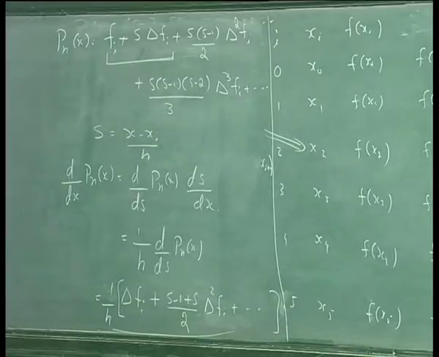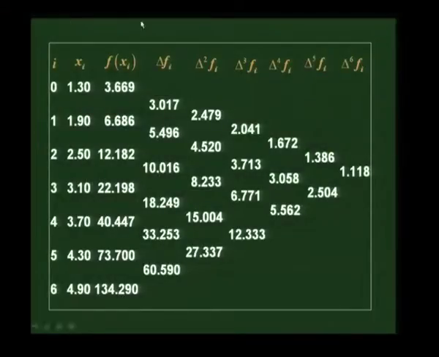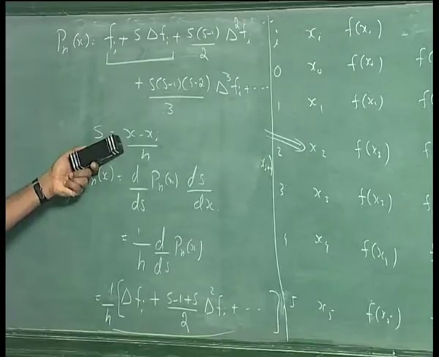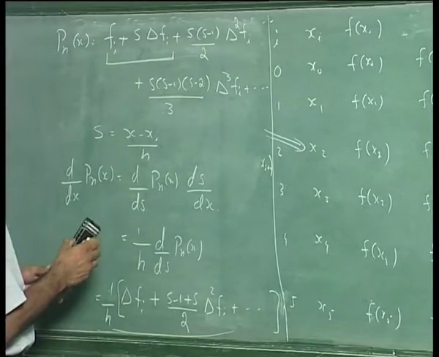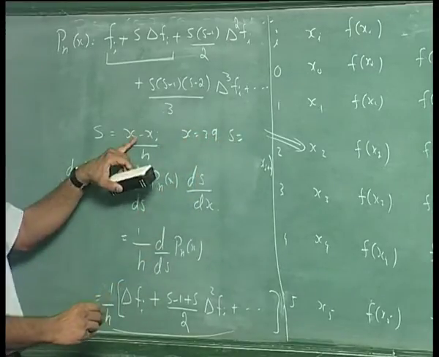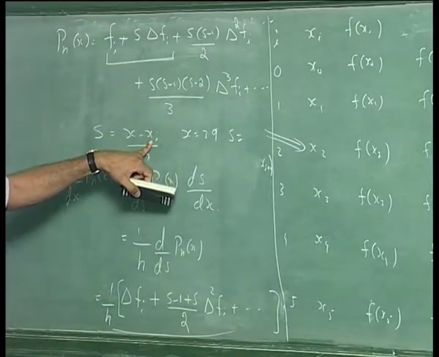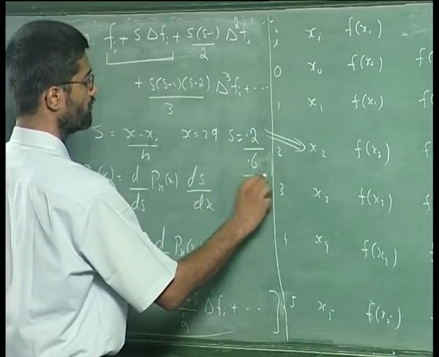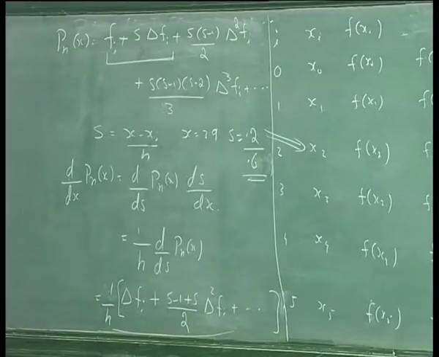So we can enter here and then construct my polynomial. The first term in the polynomial will be 40.447, and the next term would be 33.253. So that is what delta fi into s is. What is s in this case? We want to construct it at 3.9. So at x equal to 3.9, s will be equal to 3.9 minus x4, which is 3.7, so it is 0.2 divided by 0.6, or 1 by 3. That's what we have as s.